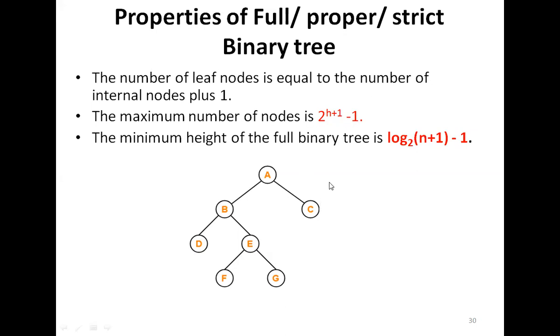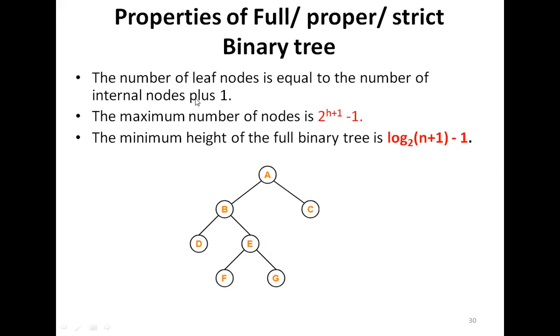So here, how many internal nodes are there in this tree? Can you tell me? 3. कितना internal node है इसमें? Sir, 3. 3 है. A, B, and C, these are the internal nodes.